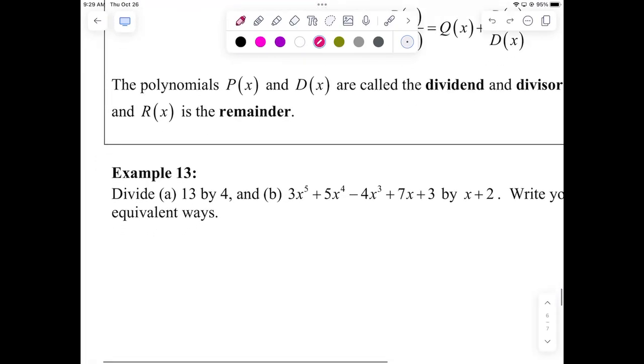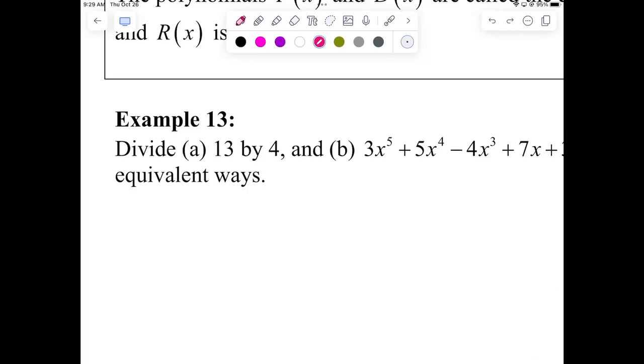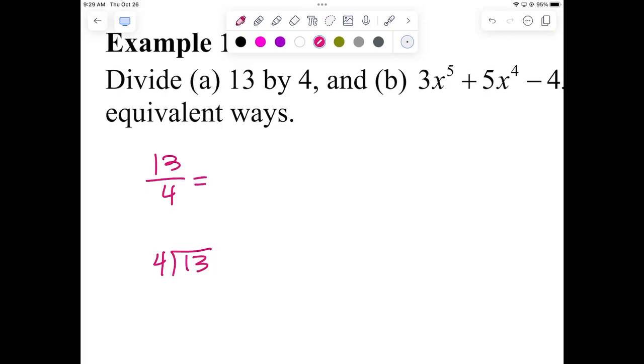Let's do it on example 13. Example 13a. Divide 13 by 4. Well, let's go off to the side here and do long division. 4 goes into 13 how many times without going over? 3. What's the remainder? 1. So that means we can write it as 3 plus 1 over 4. And of course, we stylized that in little school as 3 and 1/4, the mixed number.